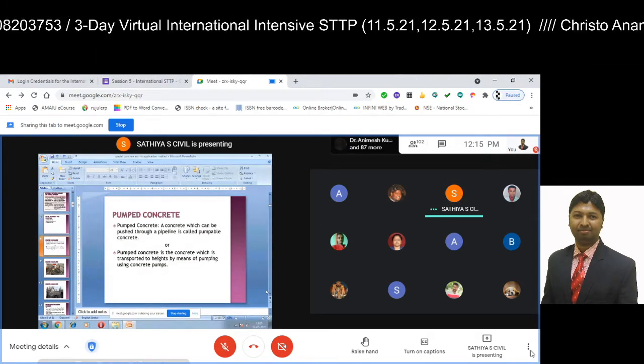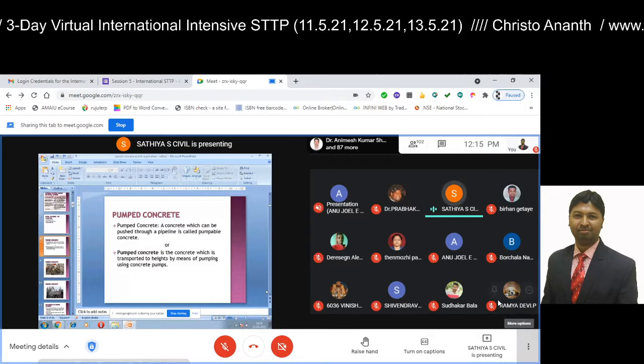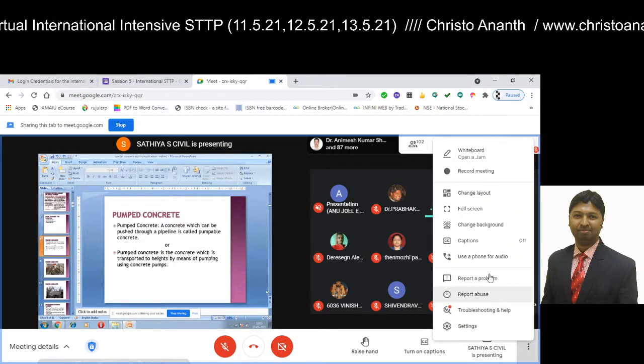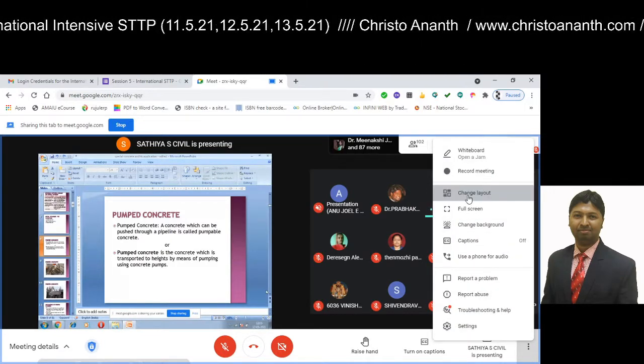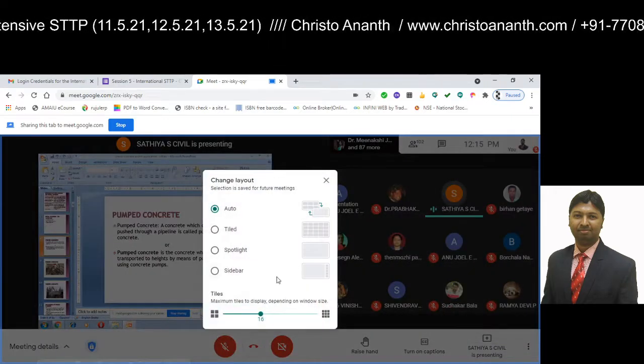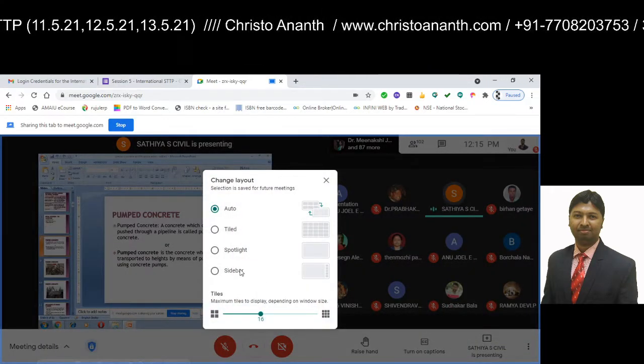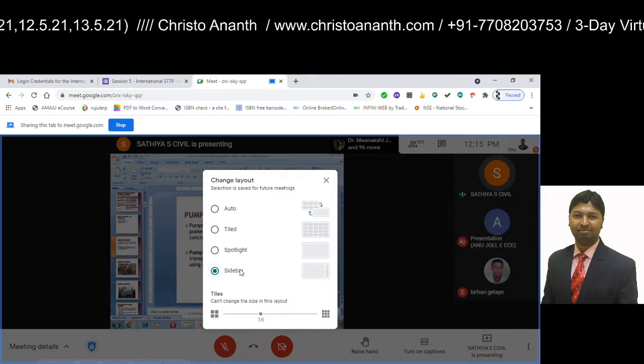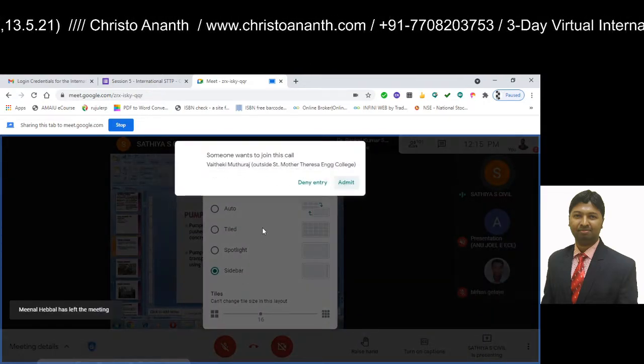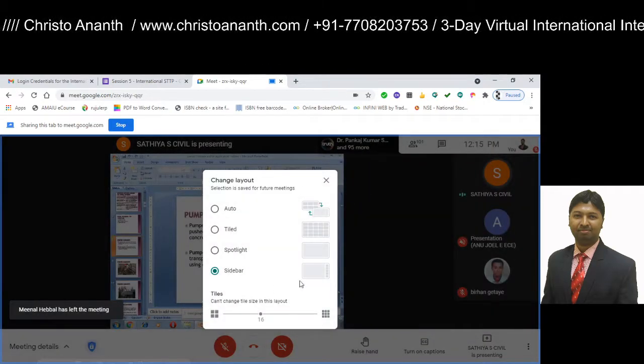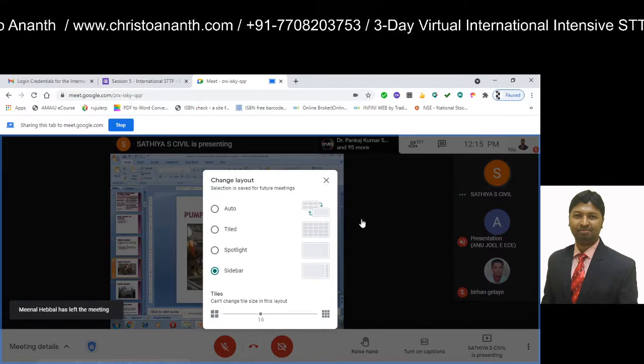What is meant by pumped concrete? Concrete which can be pushed through a pipeline under pressure is called pumpable concrete, or it may be defined as concrete which is transported to heights by means of pumping using concrete pumps.